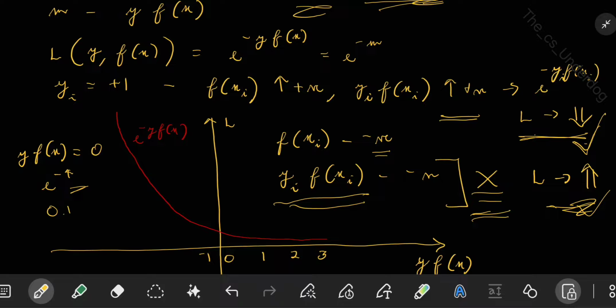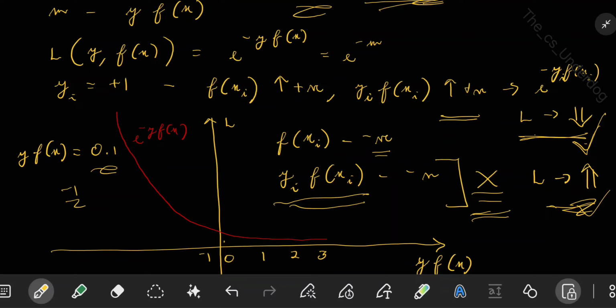If y into f of x is 0.1, that means it is a correct classification but not confident enough. So the value is somewhere over here, which is a comparatively larger value of loss. So at this particular point you have a larger loss compared to what you have at this other point, right? If it is negative, say -1 or something, then you have an even larger loss.